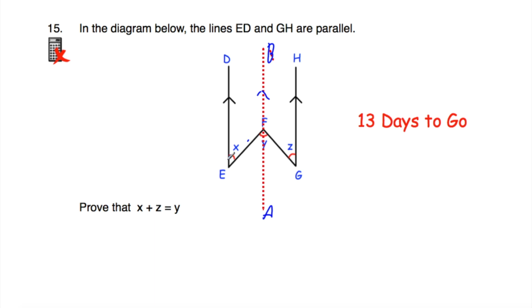So what we're going to do is consider our alternate angles. So we can see that this angle is alternate to this angle. So these two angles are equal to each other. So that's x. We can see that this angle and this angle are both equal to z. So it means that x plus z is equal to y. And let's explain that.